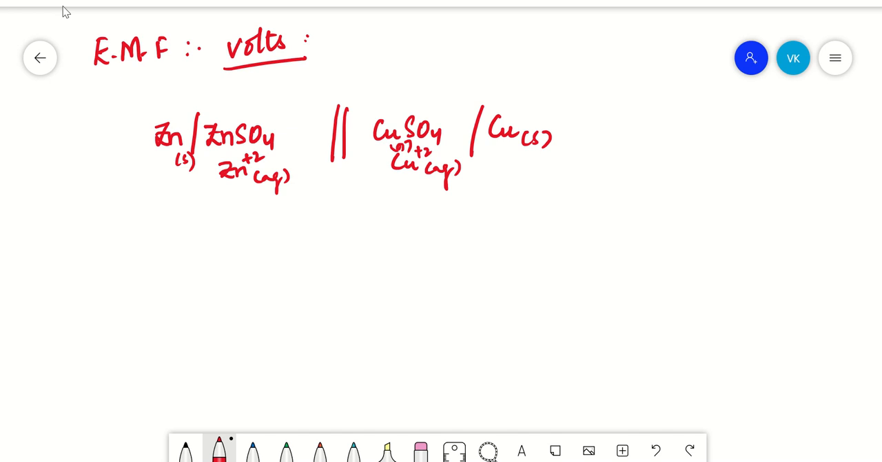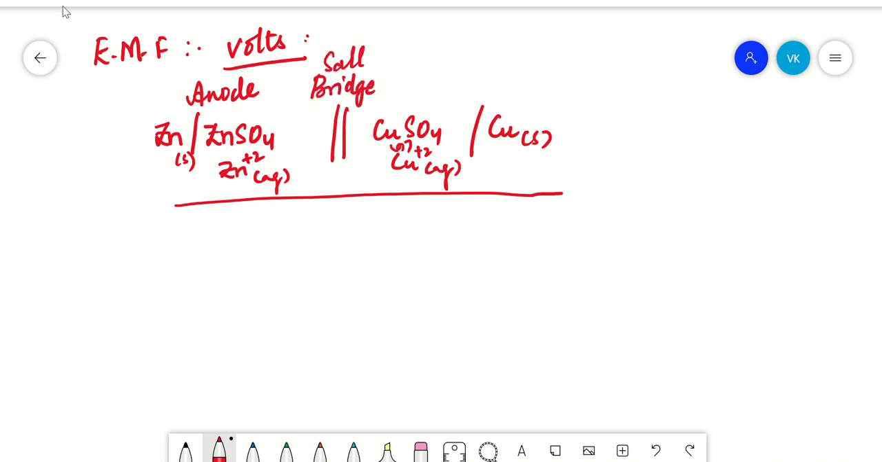Right? Now in this cell reaction, what is the anode, what is the cathode? You need to remember this as your anode, this is your salt bridge, and this will be your cathode, right? The mnemonic here to be remembered is A, B and C. So A, anode, will be on the first side, on the left hand side.